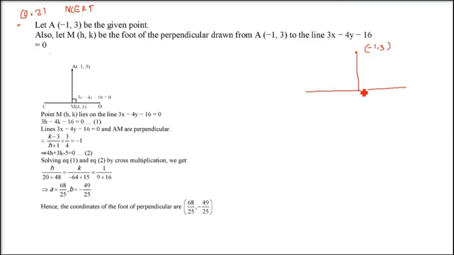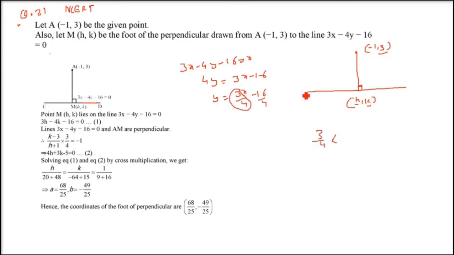And this is a projection, perpendicular. So assume it to be h comma k. And there's a slope. So the slope of this line is k minus 3 by h minus 1 minus 1. The line is given, 3x minus 4y minus 16 equals 0. And the slope of this line will be 4y equals 3x minus 16, y equals 3x by 4 minus 16 by 4. So the slope is 3 by 4.